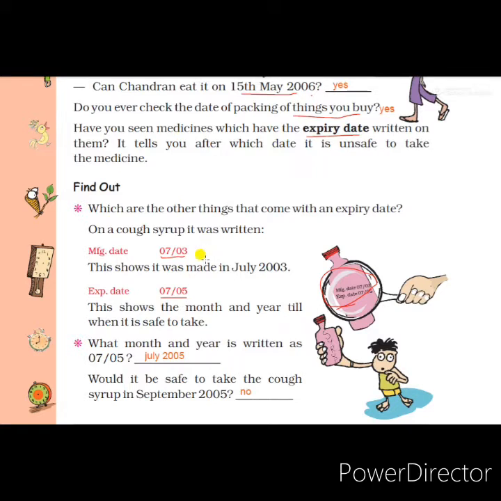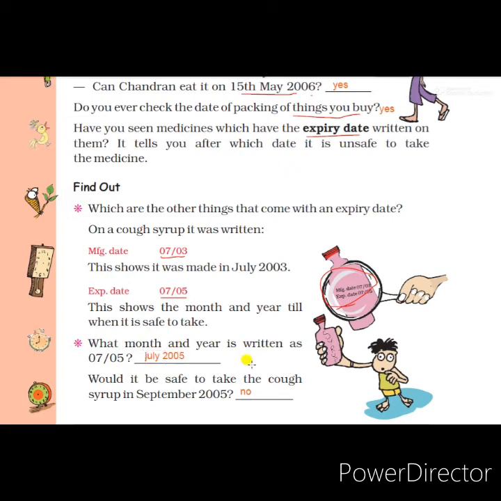This shows the month and year till when it is safe to take. That means this medicine can be taken by any person from July 2003 to July 2005. Within this period, taking this medicine is very safe. After this date, it is not safe. Now see what the next question is.